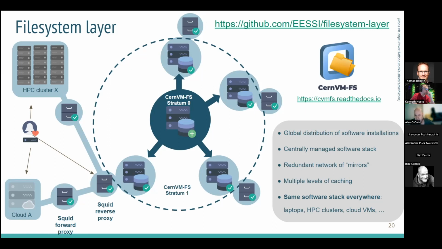What that means in the end is that we get that same software stack available everywhere, because it's HTTP based, any client can talk to these stratum 1s or these SQUID proxies over normal HTTP traffic, right? So we can get the same software stack available everywhere, regardless of whether it's our own laptop, a virtual machine inside my laptop, an HPC cluster, or perhaps it's in cloud, as we've seen before.